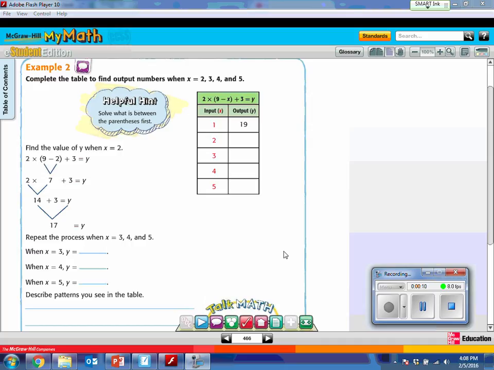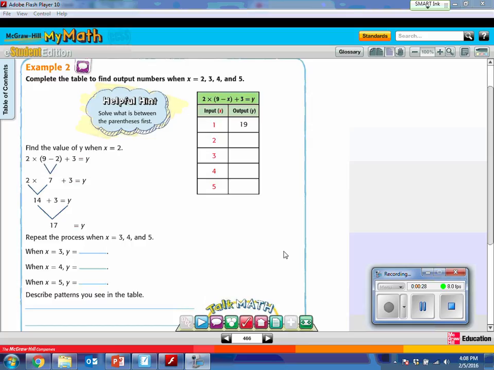Let's go ahead and talk about today's lesson. We are actually on Chapter 7, Part 5. I can use a table to show equations with more than one operation. This is actually going to be the very last part of this chapter, and we're going to be moving on to the next chapter. So, let's go ahead and get started.